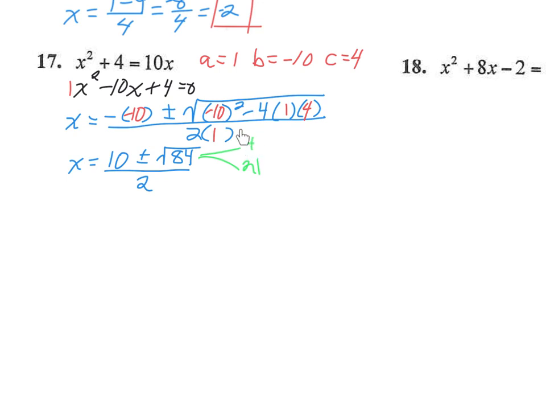So I'm going to take the square root of the 4 and bring it out in front and leave the 21 underneath. So I end up with x equaling 10 plus or minus the square root of 4 is 2, so that's where the 2 is coming from, times the square root of, and then 21 stays underneath, all divided by 2.